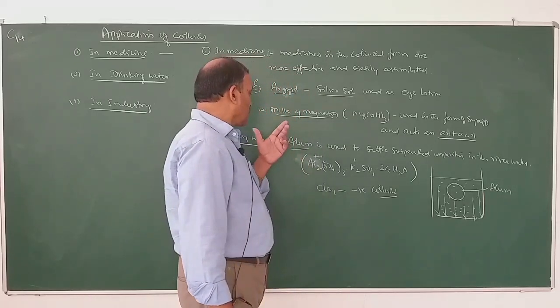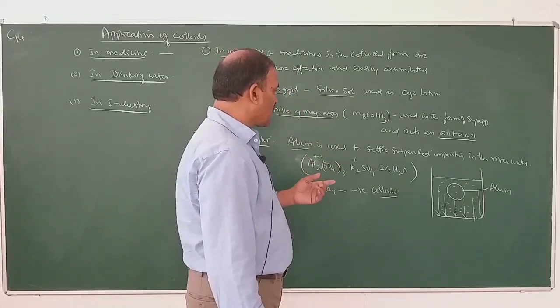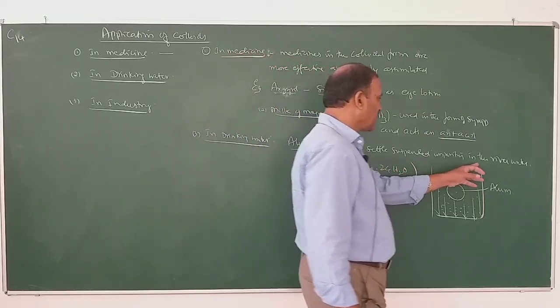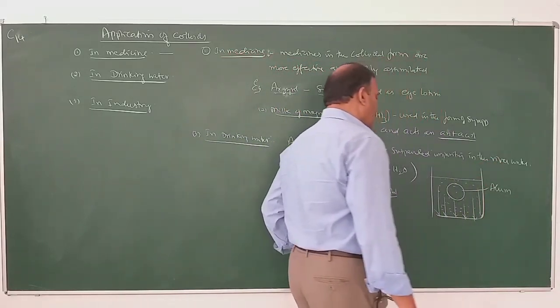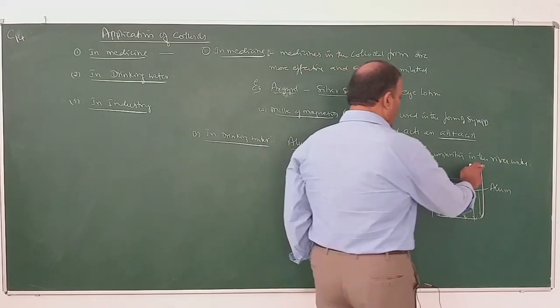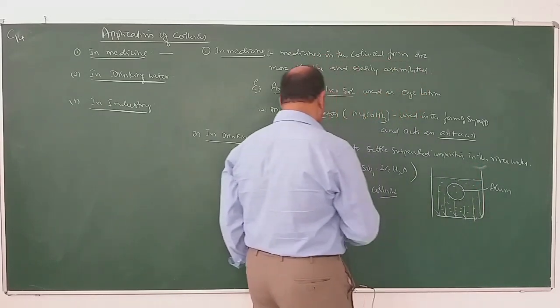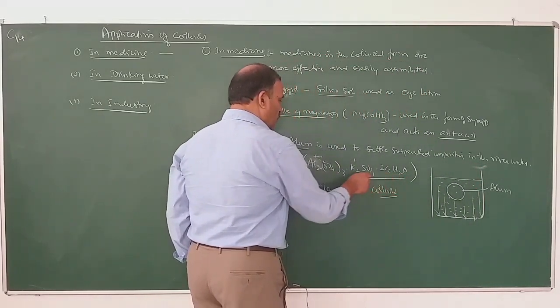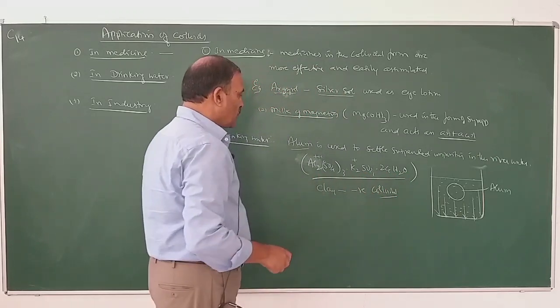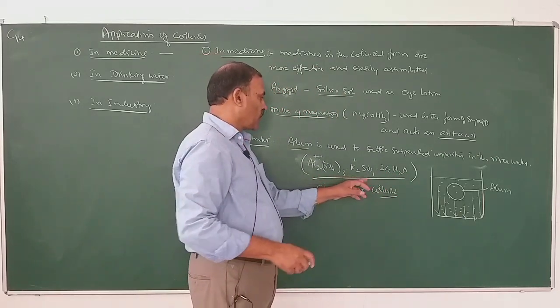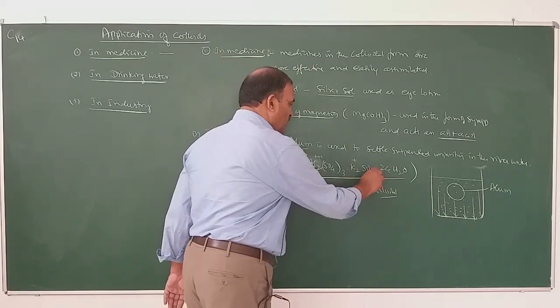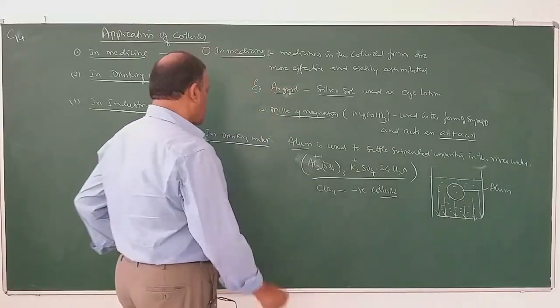So alum is used to settle suspended impurities in the river water, and the water becomes pure and it is used for drinking purposes. So what is alum? You have to know the formula. Al2(SO4)3 K2SO4 24H2O. It is called potash alum also.